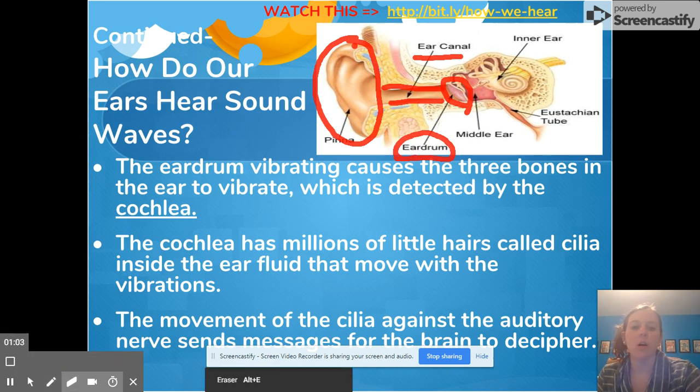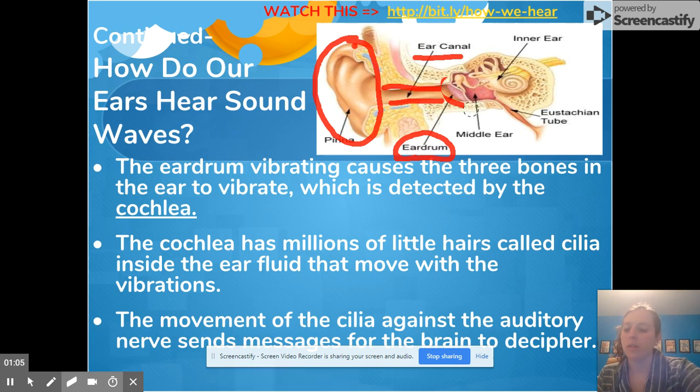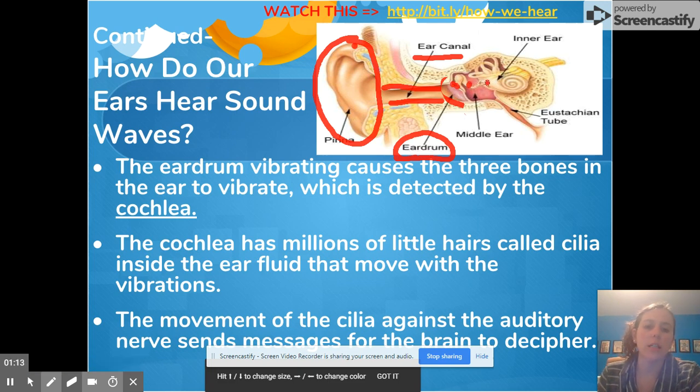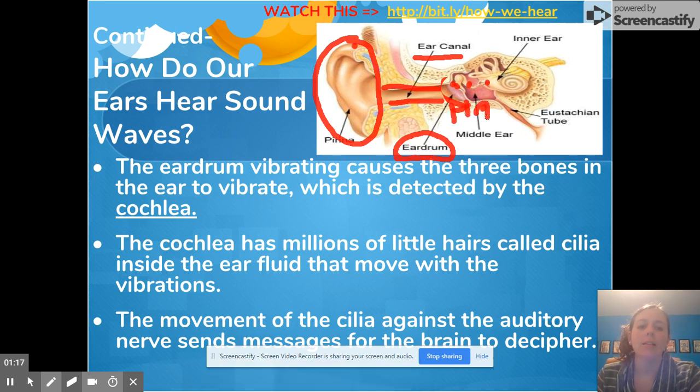And then your 3 bones that you see right there: your first one is the hammer, the second one is the anvil, and then the third one is the stirrup. Remember, your ear has 3 bones. Hammer, anvil, stirrup.